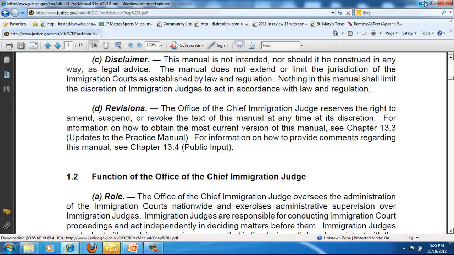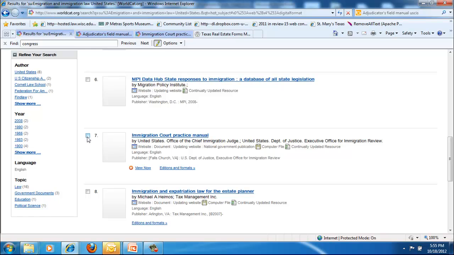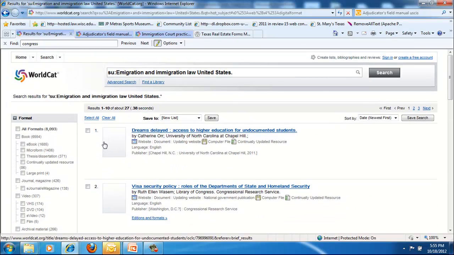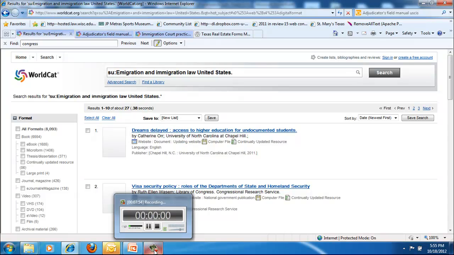So just by quickly going to WorldCat and finding anything about immigration, limiting to that subject, and then going to websites, I found a lot of good government overview pretty quickly. You can do that with just about any topic.